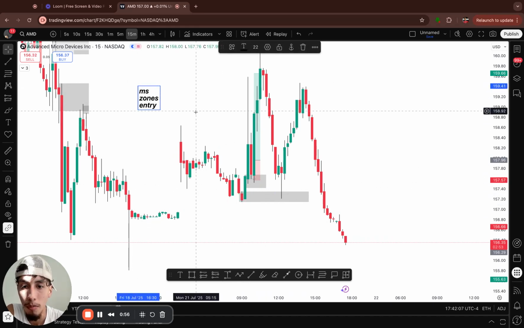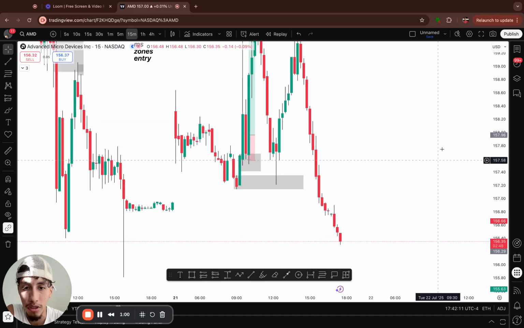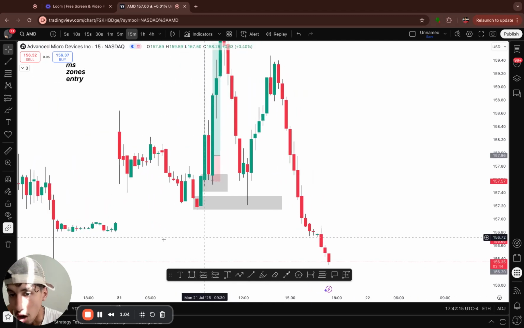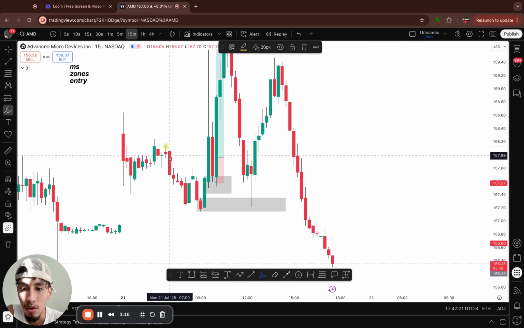So once I understood what market structure was doing, let's actually break it down so you guys get an understanding of what it was doing. Right here we were dropping, so we were bearish. As you can see, we had this high, this low, this high, this low. But then what happened? Right here at 9:30, we had this break. This caused a change of character on the 15-minute.